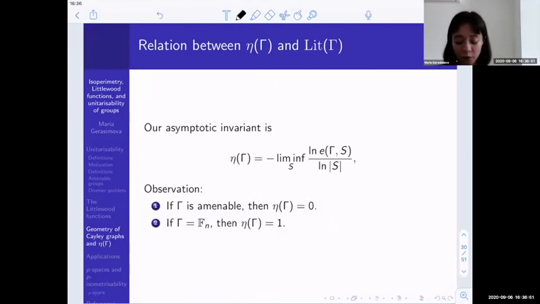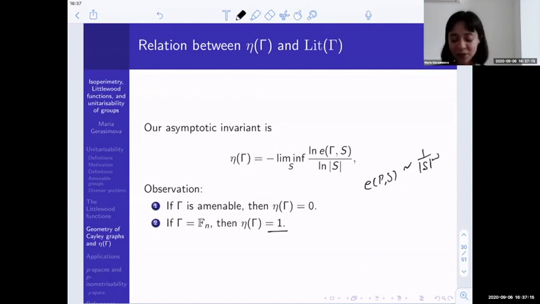So for a free group, I know that it's not very strict, maybe a little bit sloppy, but just think about a tree. And then, what is E of gamma S for a free group? It will be something like 1 divided by the cardinality of S. So this will be equal to 1. And just to give you some intuition, we are really trying to catch this power.